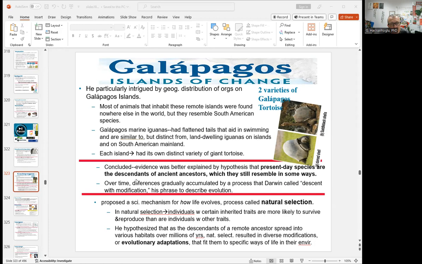Okay, and he concluded the hypothesis that present-day species are descendants of ancient ancestors, which they still resemble in some ways. And this was his mechanism for evolution called natural selection. This is one of the well-known mechanisms for evolution. So natural selection is basically differential reproduction or survival, adaptive evolution of the populations to fit specific environments.